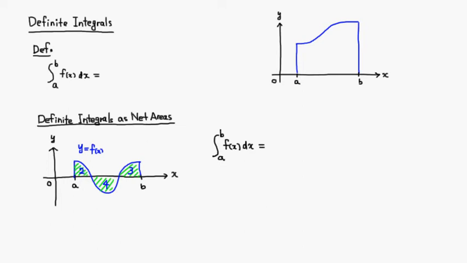Okay, let's look at definite integrals. So here's the definition. The definition of the definite integral is an integral from a to b. The difference is you have this number here, which is called the lower limit, and of course the top number is called the upper limit.